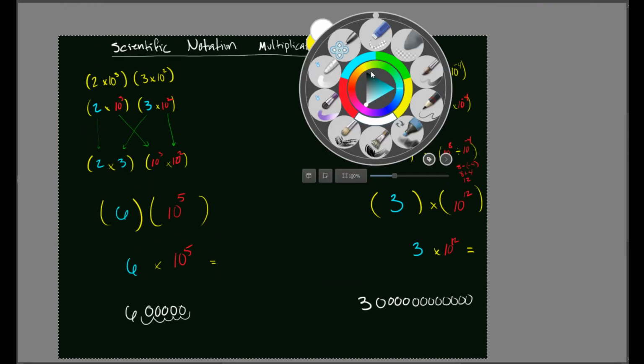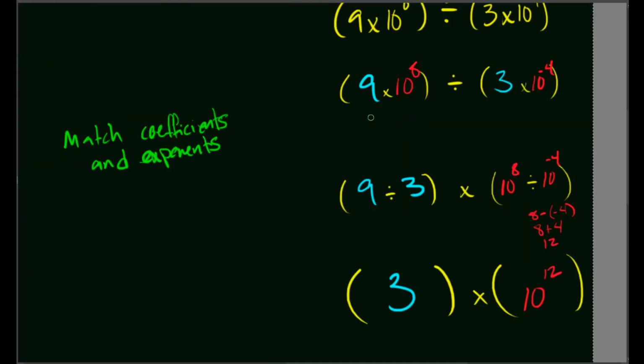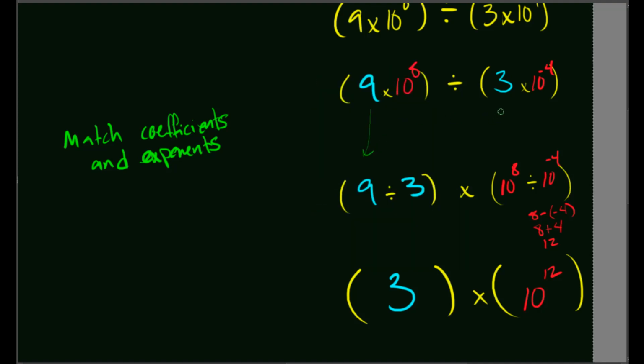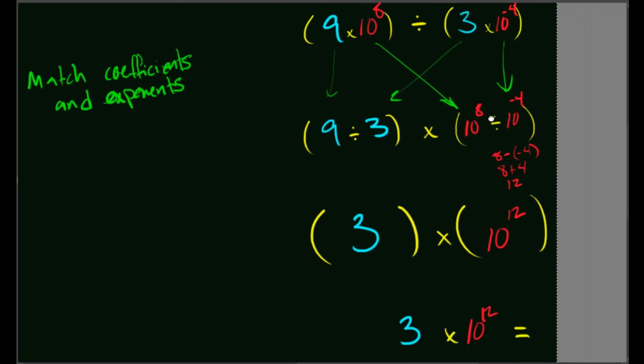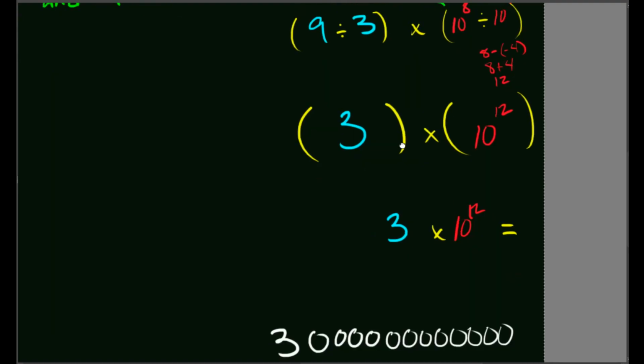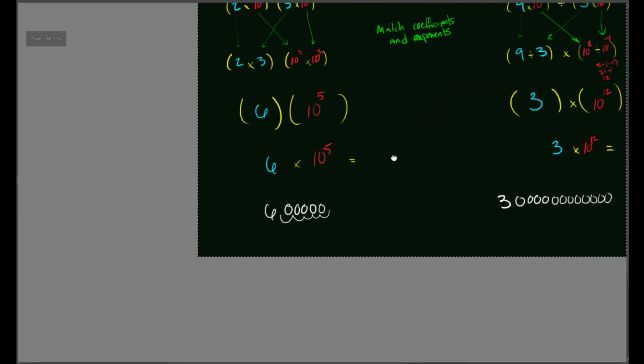So what was our first step? Our first step was we matched the coefficients. Here we went blue to blue, red to red. So 9 divided by 3, that's 3. 10 to the 8th divided by 10 to the negative 4, that would be 12. So 3 times 10 to the 12th is 3 with 12 zeros.